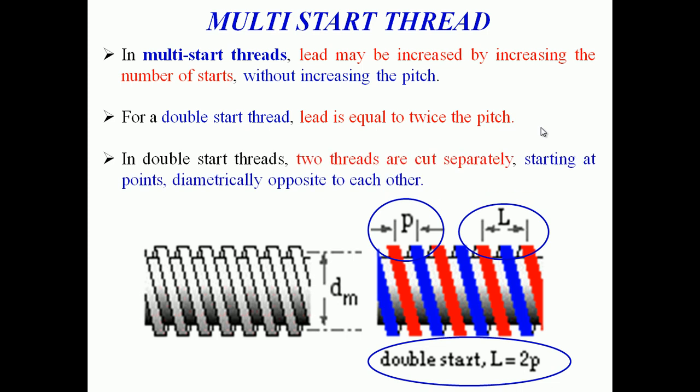In double start threads, two threads are cut separately, starting at points diametrically opposite to each other. If you see the sketch, the color variations show that two threads are cut, starting at points diametrically opposite to each other.